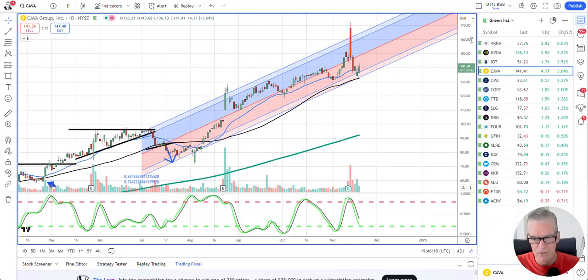CAVA, bouncing out of the pink zone, 50-period moving average, right? The fastest growing restaurant chain in the world, with plans to grow from 300 restaurants to 1,000 over the next 10 years. Yeah, this is a buy.